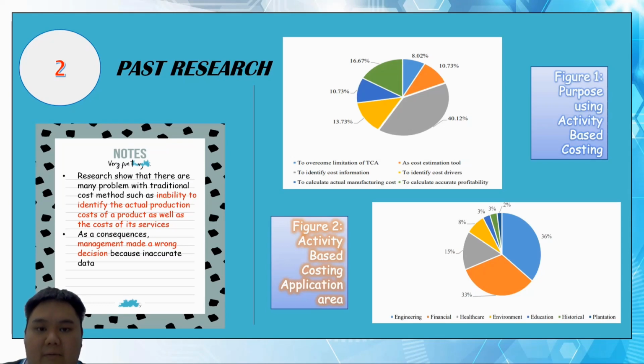Now let's see which sectors apply activity-based costing more. According to research, 36% of the engineering sector, 33% of the financial sector, and 15% of the healthcare sector apply activity-based costing. This shows that activity-based costing is more applied in the engineering, financial and healthcare sectors.